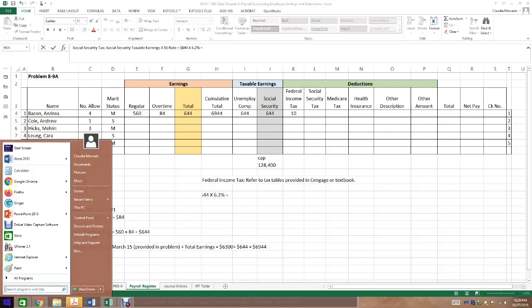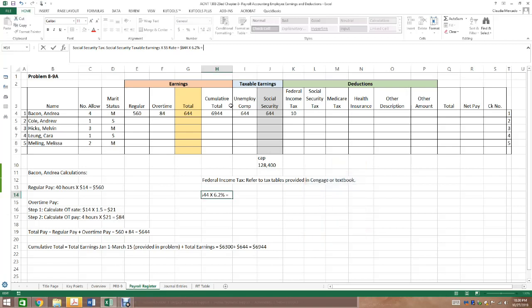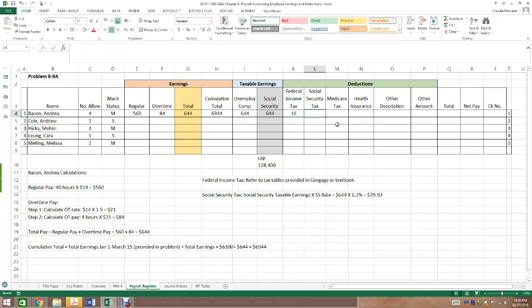Okay, so I'm going to get my calculator out. So it's 644 times 6.2%. That gives me 39.928. Okay, so we need to round. Because the third digit is an 8, it's greater than 5, I'm going to round this to a 3. So it'll be $39.93. So make sure that you are rounding correctly. I'm sorry, I was typing the wrong number.